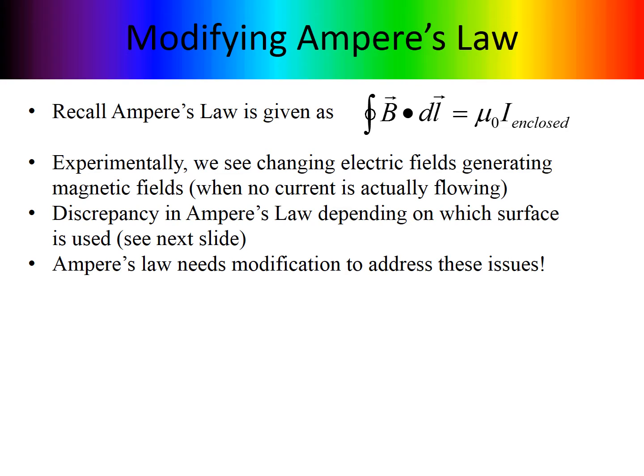But this is basically equating magnetic field around a path with current flow, but we can also get magnetic fields surrounding a path when no current is actually flowing, but just when the electric field is changing in that region. So we need to account for that. That's where the discrepancy comes in. We need to account for changing electric fields and what they do to the magnetic field. And so here's how we're going to do it.